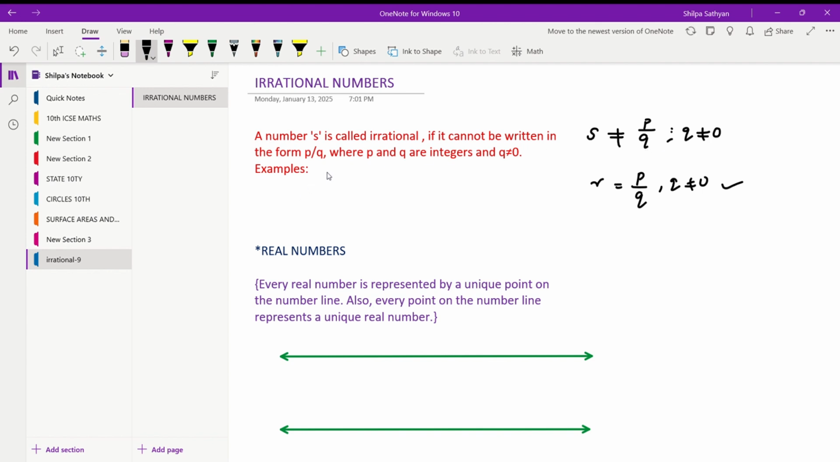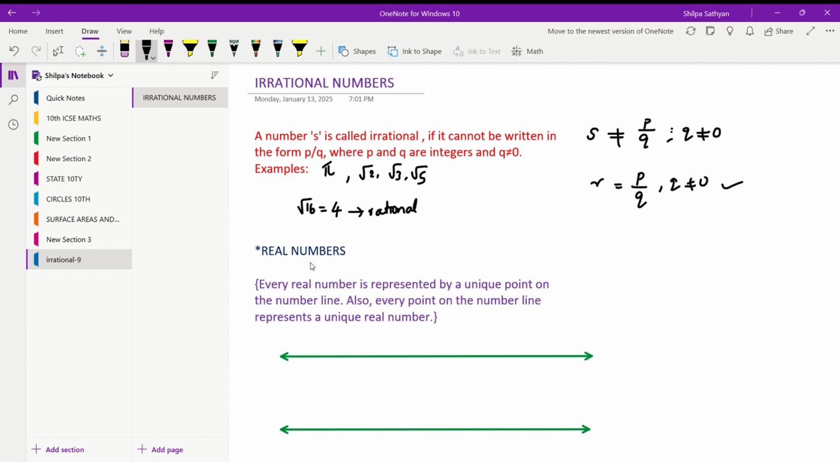For example, we know pi, then root 2, root 3, root 5. Any number that comes under the root, except the perfect square numbers, we can say they all are irrational. What I said? Except the perfect square numbers. If I am taking the square root of 16, we have the value 4. But this is rational. Okay. And the remaining numbers, except the perfect squares, that come under the square root, we can say they all are irrational.